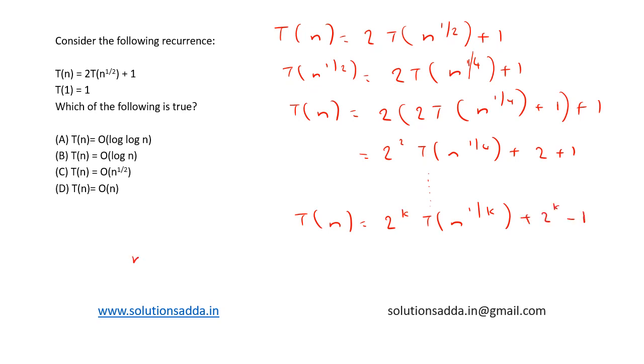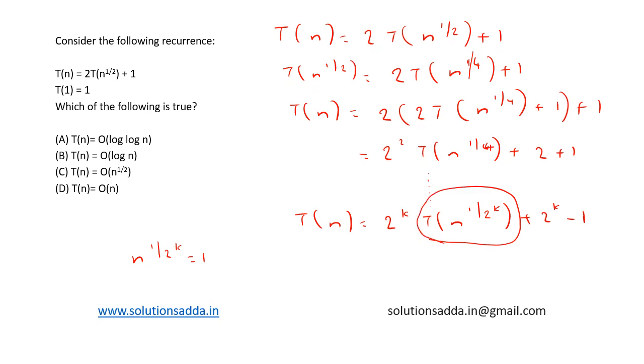Let n raised to 1 by 2 power k. This is actually n raised to 1 by 4. It will be n raised to 1 by 4. Here it will be n raised to 1 by 2 to the power k. Now we can write n raised to 1 by 2 to the power k is equal to 1. Under this condition only, we will get T of 1 equal to 1.